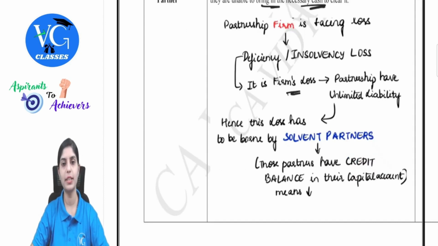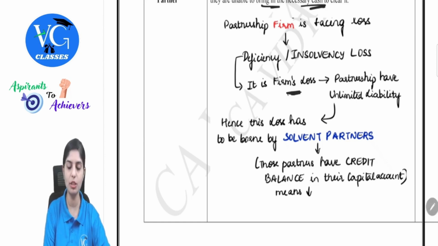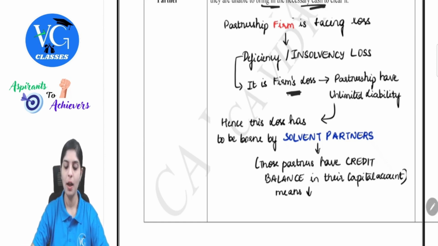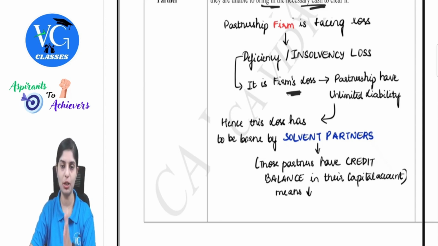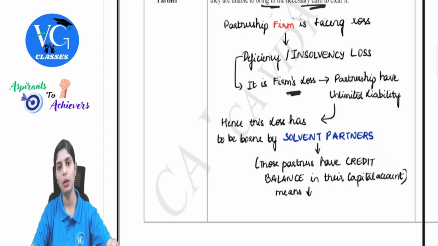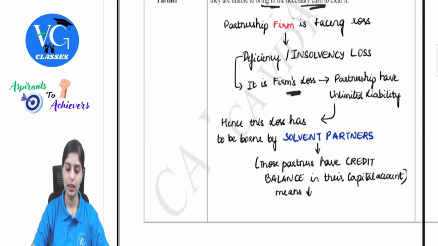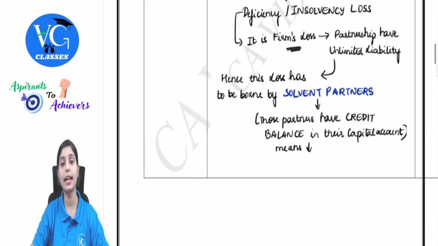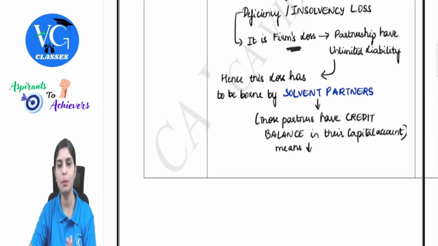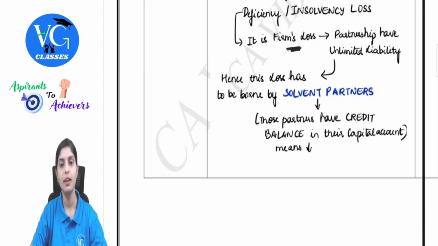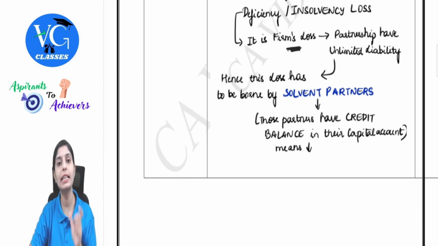There is a partnership firm facing loss. So this is nothing but deficiency or insolvency loss. It is nothing but the firm's loss because it ultimately impacts the partnership firm. Since partners have unlimited liability, understand one point here: there is no concept of a separate legal entity between partners and the firm. So definitely it will have a direct impact on the firm. So this loss has to be borne by solvent partners, because those partners have a credit balance in their capital account. That means they are in a favorable position. A partner who has a debit balance in the capital account will be called an insolvent partner. Solvent partners are those who have a credit balance.